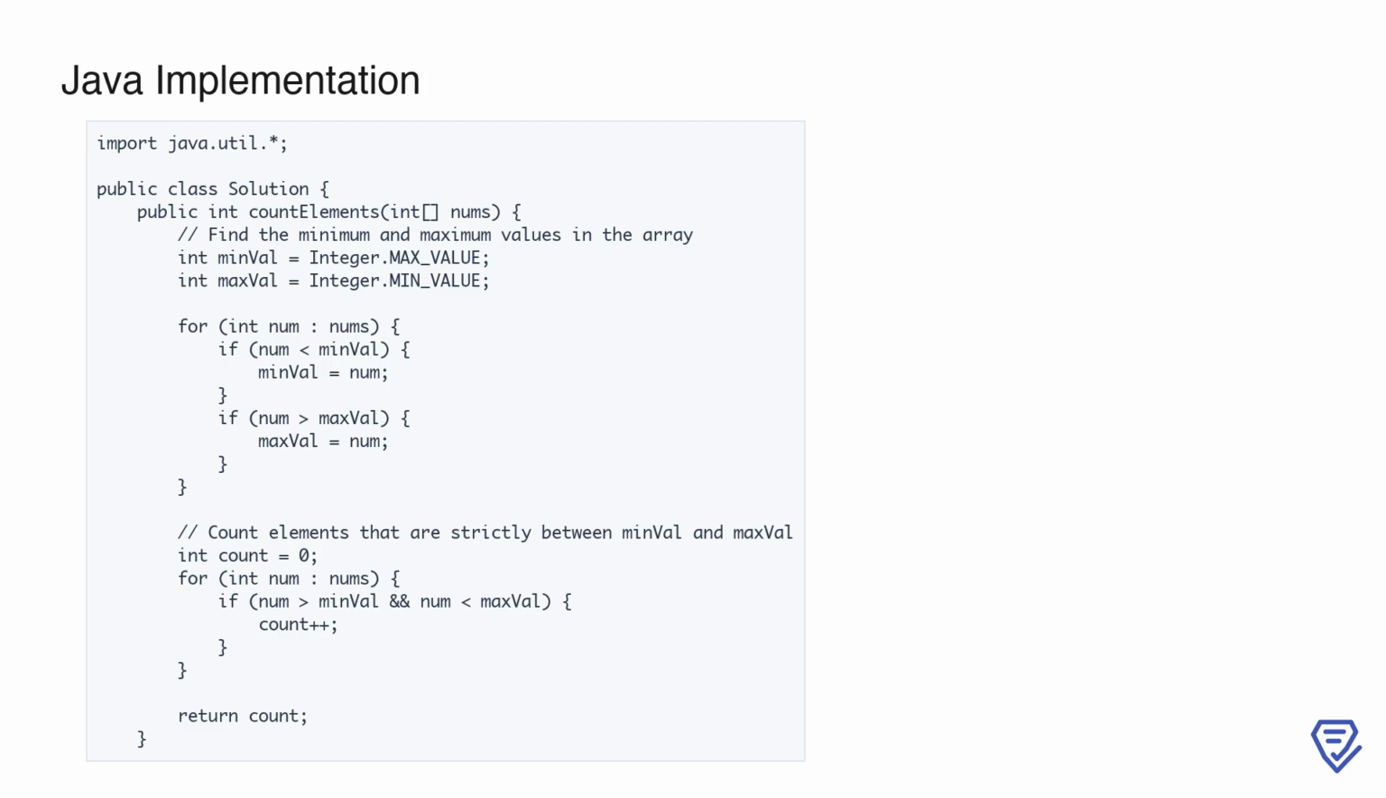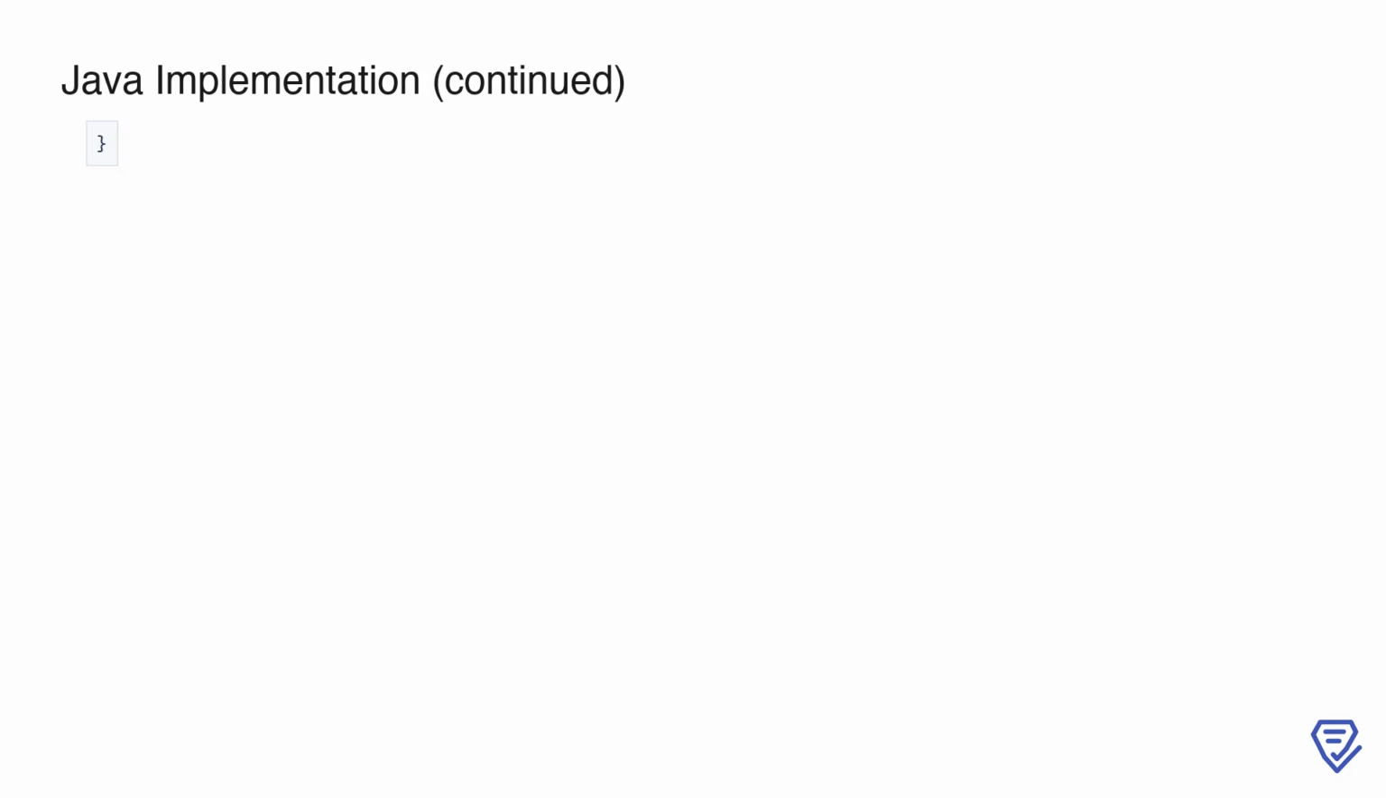of the array. Next, we initialize a counter variable, count, to 0. This will keep track of the elements that meet our criteria. We loop through the nums array again, and for each number, we check if it is greater than minVal and less than maxVal. If both conditions are true, we increment the count. By the end of this loop, count will hold the total number of elements that are strictly between the minimum and maximum values. Finally, we return count as the result. This straightforward approach ensures that we process the array efficiently while maintaining clarity in the logic.